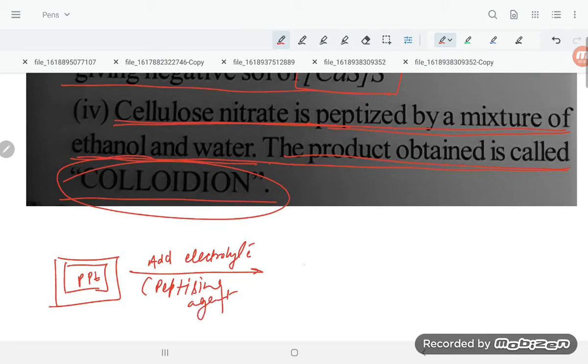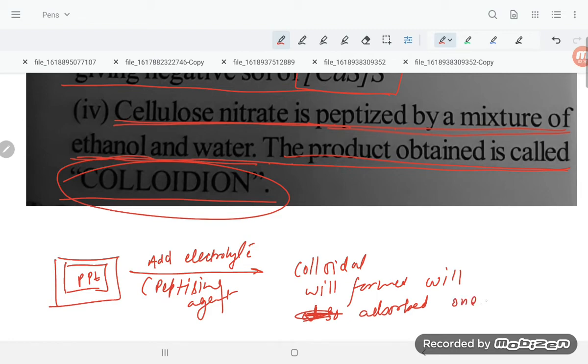So what will happen is that colloidal particles will form, and these colloidal particles will adsorb one of the ions of the electrolyte. So this is our required outcome.